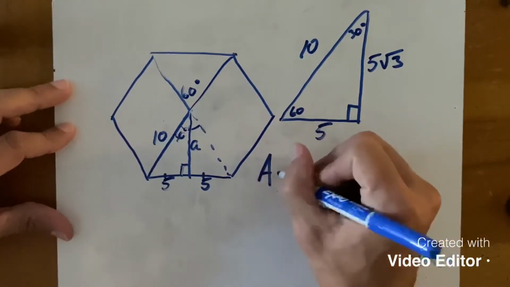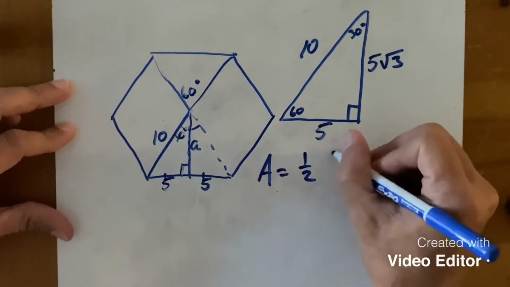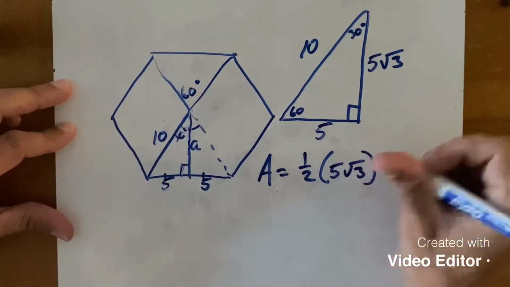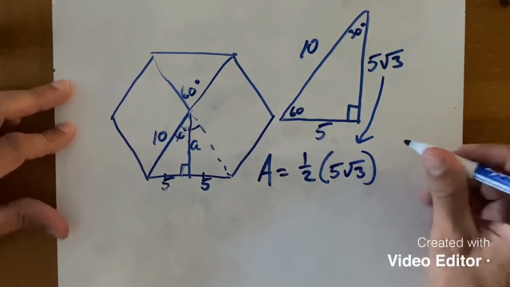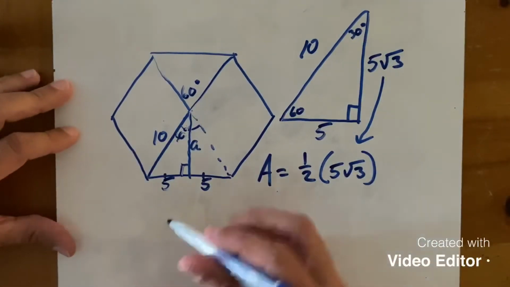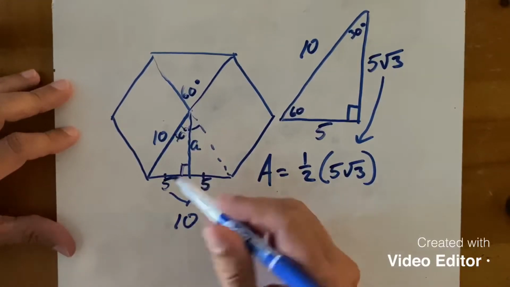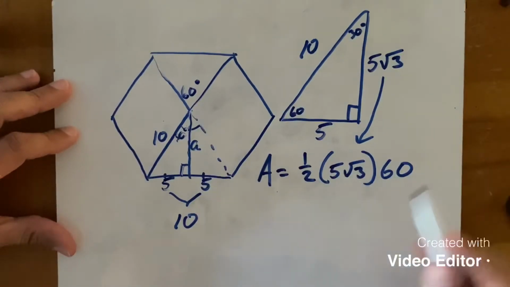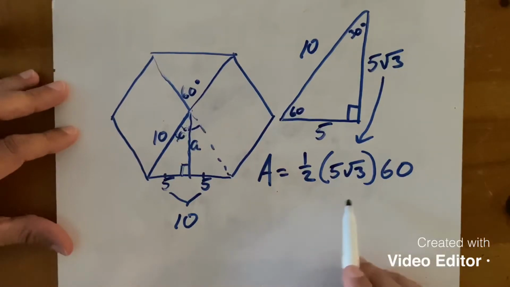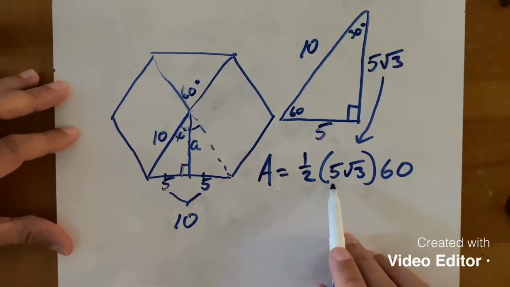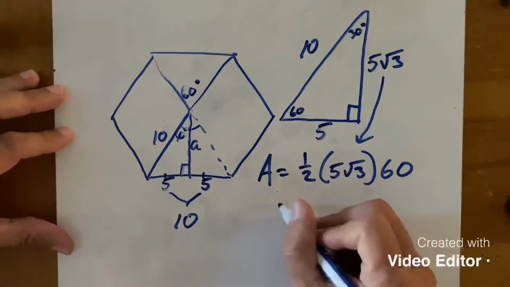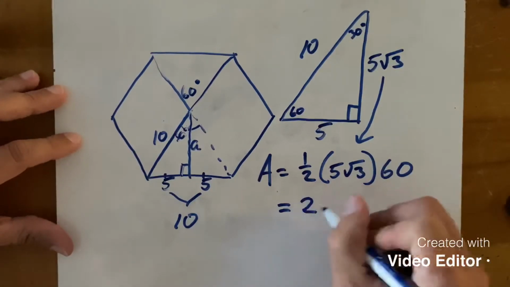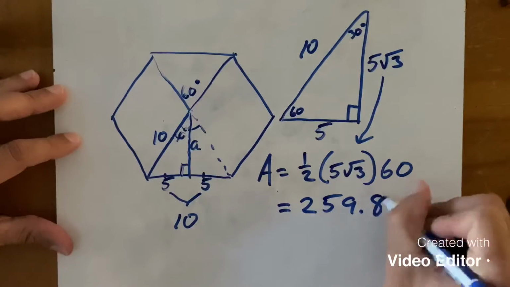So area equals 1/2 times the apothem, which we said was 5 square roots of 3. And that's times the perimeter, all right? So perimeter, the side length is 10, and there's 6 sides, so what's the perimeter? 10 times 6, or 60. All right, now I'm going to multiply all this together in my calculator. Square root of 3 times 5 times 60 times 1/2. Try not to round until the very end. And then you should have ended up with an answer of 259.8.